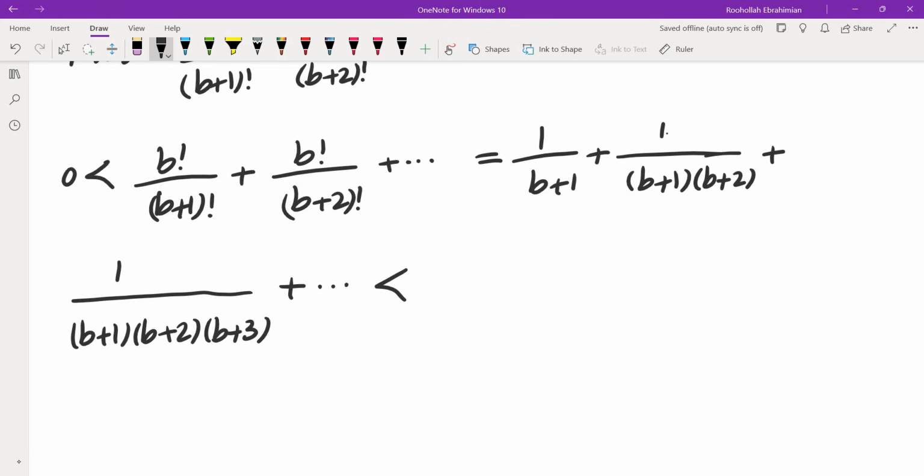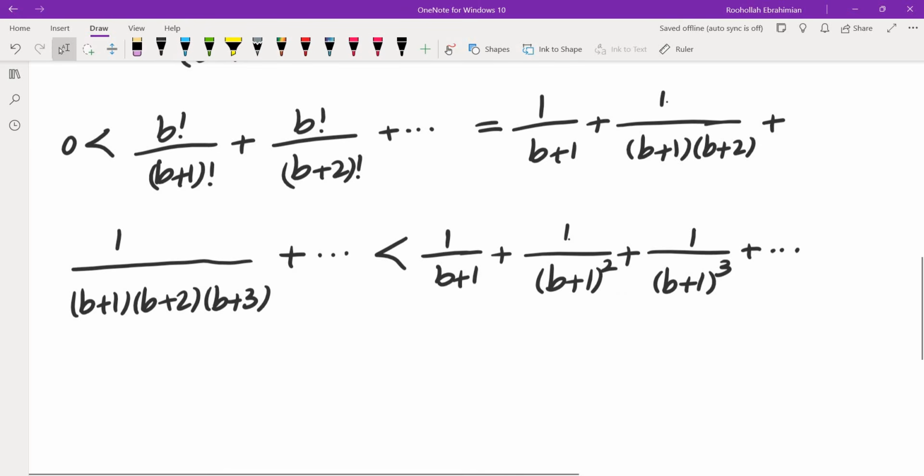However, what I can do is simplify this by replacing the denominators by powers of b plus 1. So the first denominator is b plus 1. The second denominator is larger than b plus 1 squared. So if I replace it by b plus 1 squared, then I would get 1 over b plus 1 squared. And the next term becomes 1 over b plus 1 cubed, etc.